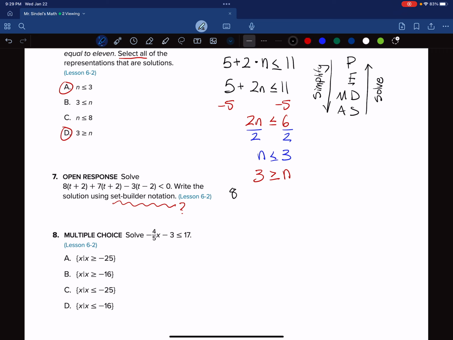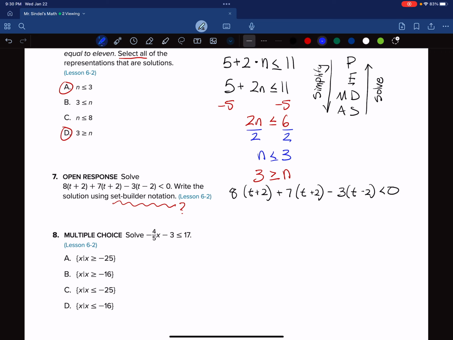This is going to be 8 times the quantity of t plus 2. Notice that I try to write my t's with a little curve on the bottom so you don't mistake them for pluses. If you are ever worried about your notation, make sure that I can distinguish between your t's and your pluses, please. And then plus 7 times t plus 2 minus 3 times t minus 2. And that's going to be less than 0.